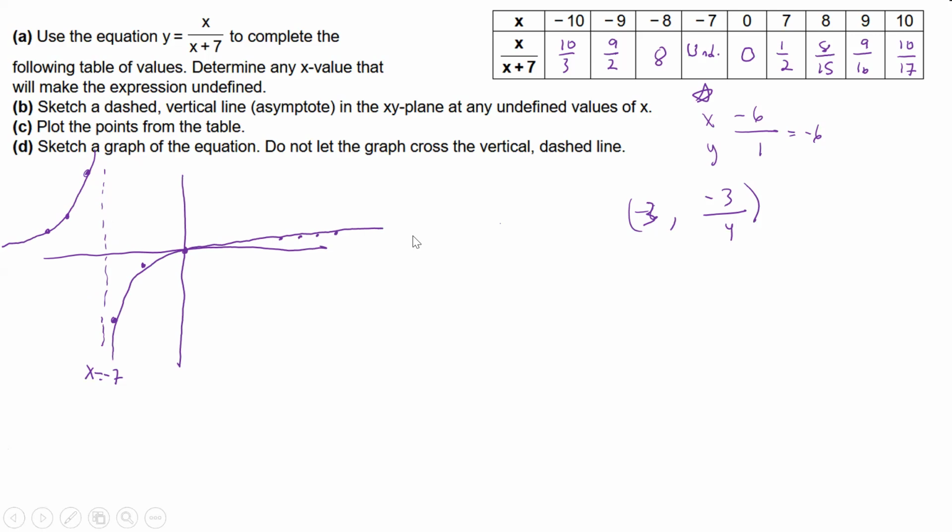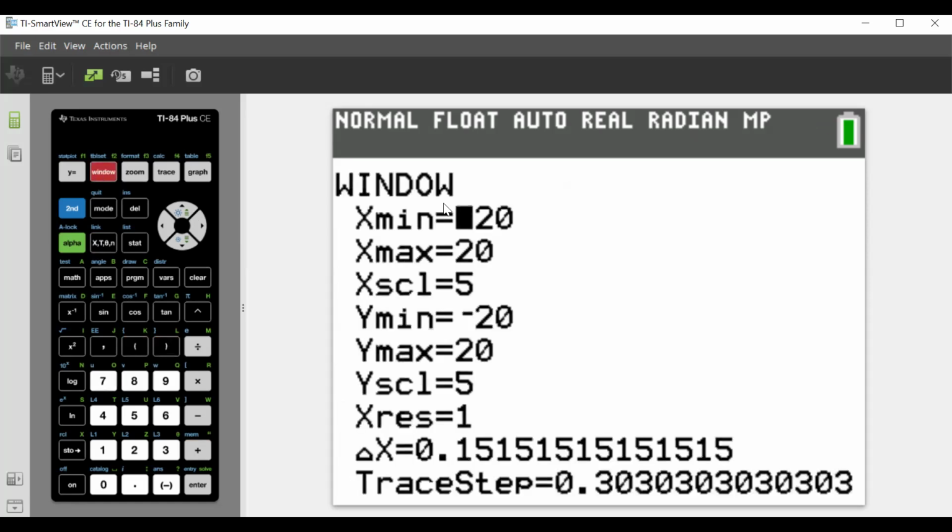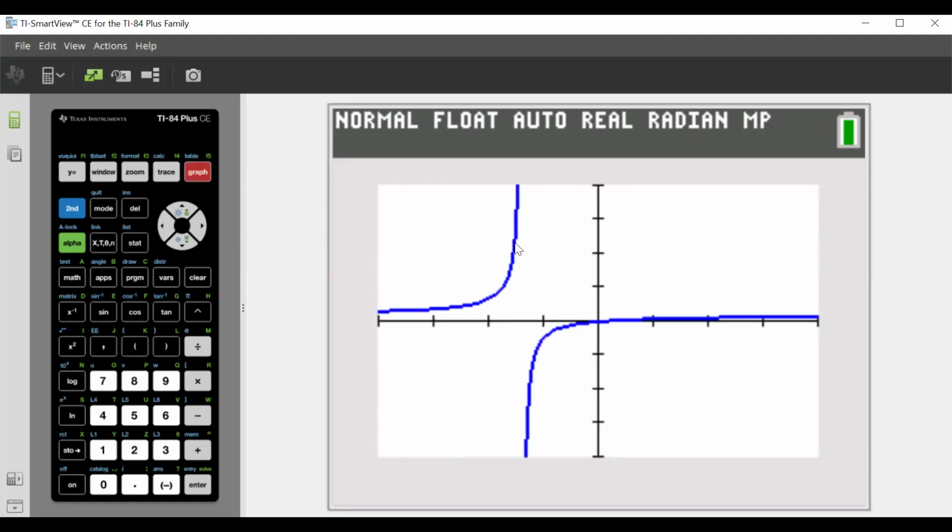So on a calculator, what we're going to do is we're going to say, okay, y equals, and we had x divided by x plus 7. Okay. And the window, okay, that looks like it should work. So that's what it is. Now, it doesn't put in this minus 7 vertical line, but that's what it's doing. And that's pretty much what we had too.